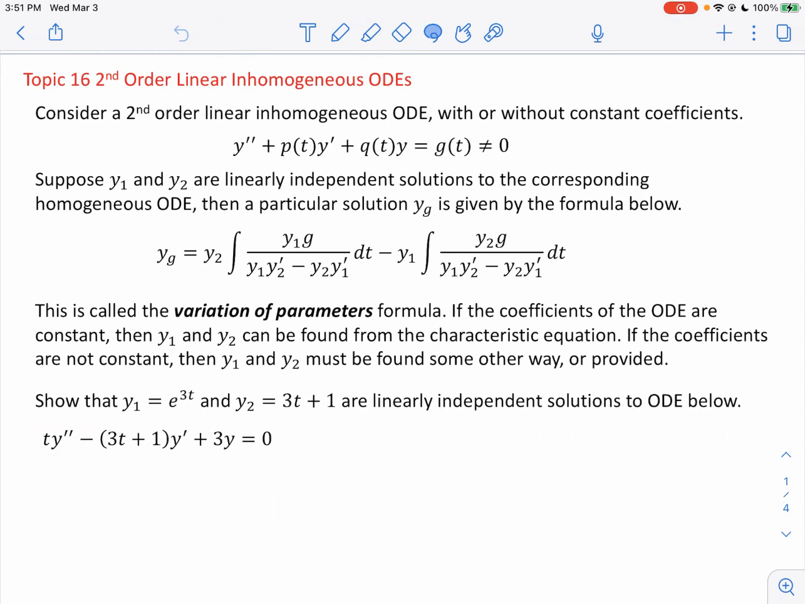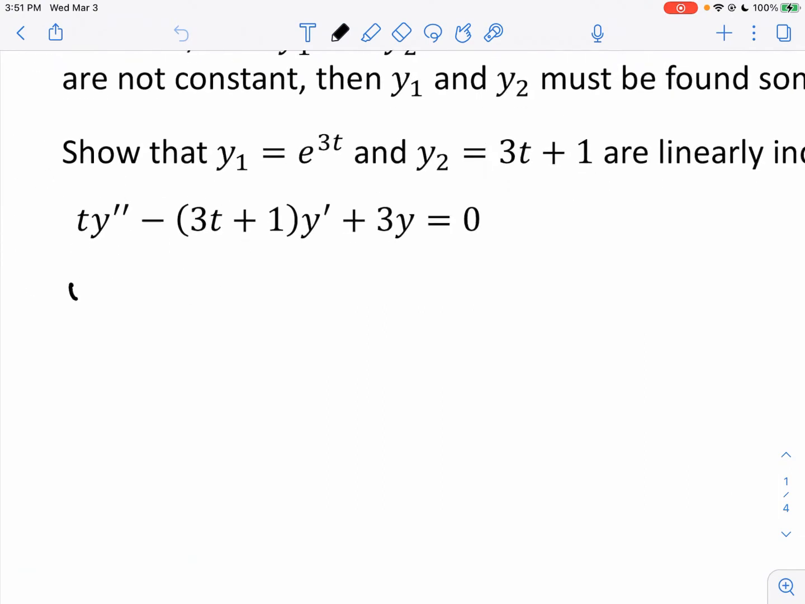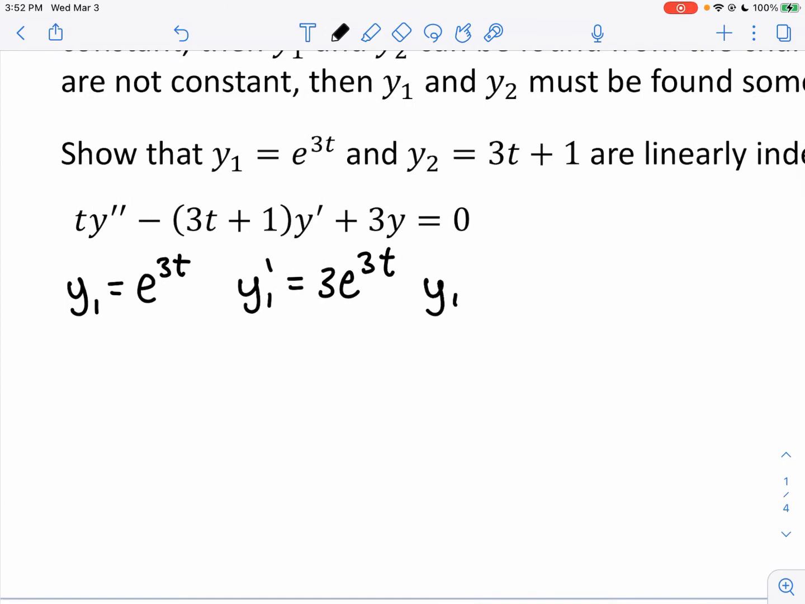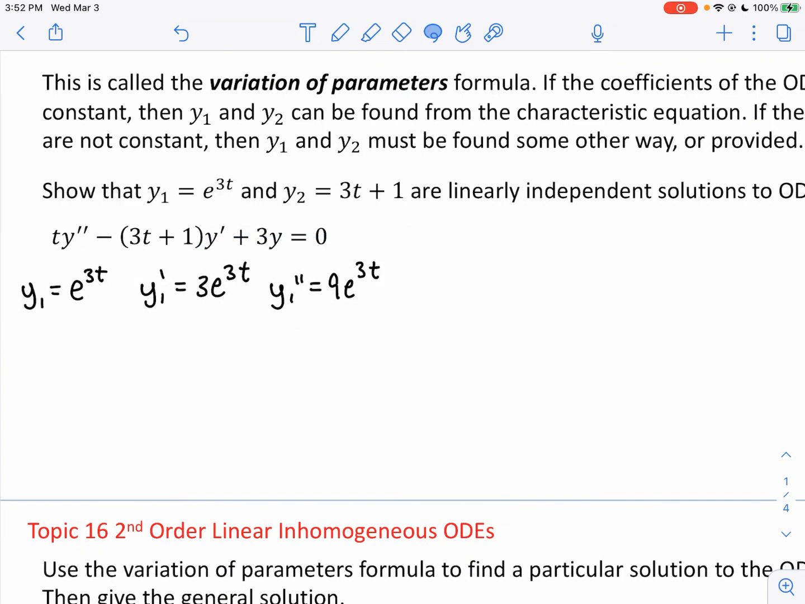And we can do that with or without dividing by this t to get a 1 in front of the y double prime. Okay, let's begin with y1. y1 is e to the 3t. So y1 prime will be 3e to the 3t. And y1 double prime will be 9e to the 3t. We're going to substitute these into this differential equation and see that the differential equation is satisfied.